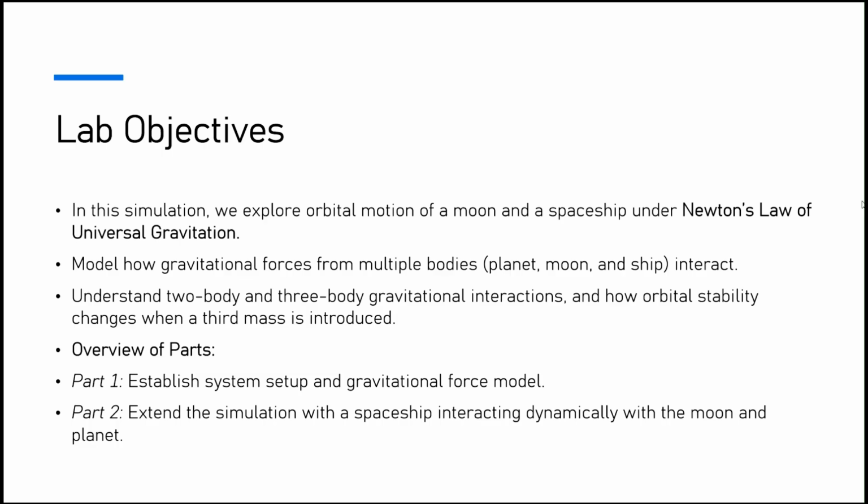The main goal of this experiment was to study how gravitational forces influence orbital motion. Specifically, I wanted to see how objects behave when orbiting massive bodies, like a star around a black hole, and then how introducing a third object, such as a spaceship, affects the system's stability. Part 1 focused on calculating the mass of the black hole using the star's motion, and Part 2 added a dynamic spacecraft to test multi-body interactions.